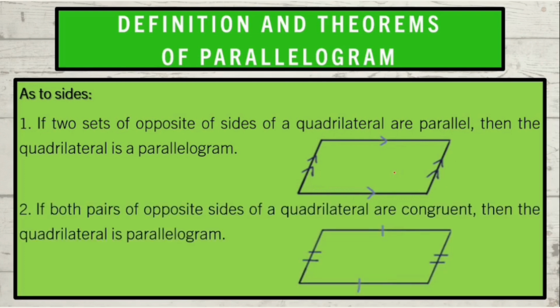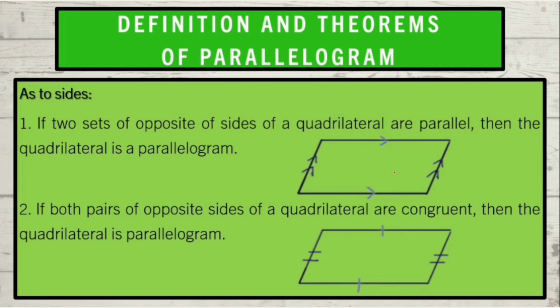The second condition in terms of sides is, if both pairs of opposite sides of a quadrilateral are congruent, then the quadrilateral is a parallelogram. When we say congruent, it means equal. The opposite sides of a parallelogram have the same measure.